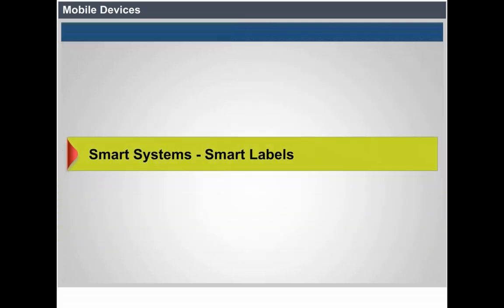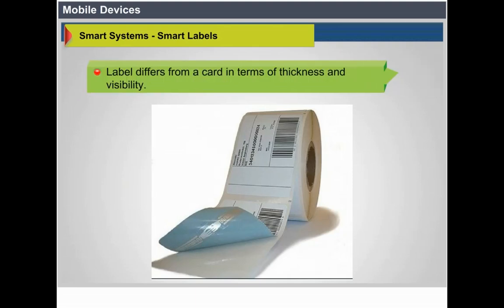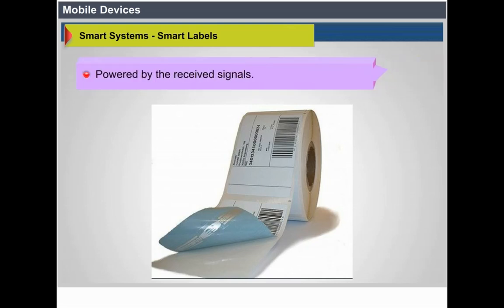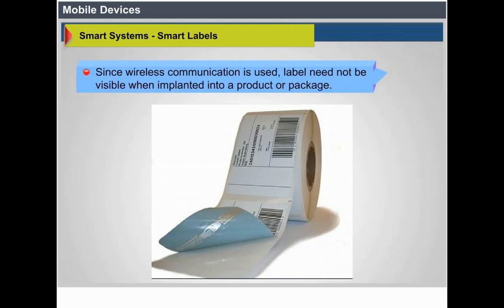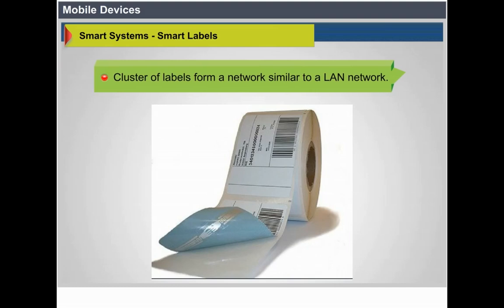Smart systems, smart labels. A smart label has a processor, memory, transceiver, and antenna similar to a contactless smart card. A label differs from a card in terms of thickness and visibility. It is powered by the received signals. Since wireless communication is used, the label need not be visible when implanted into a product or package. Smart labels are networked together using a central reading or computational device, host or PC. A cluster of labels forms a network similar to a LAN.